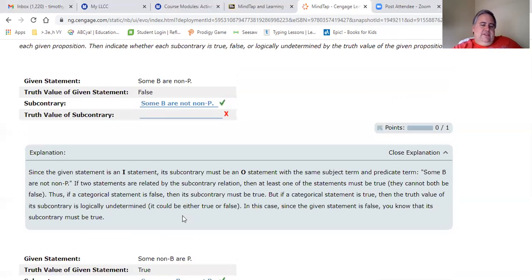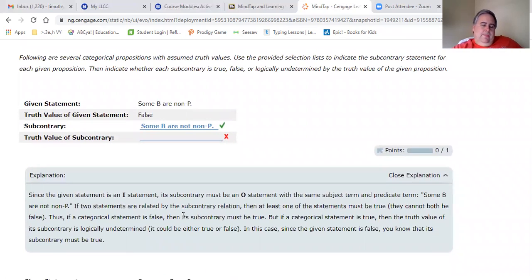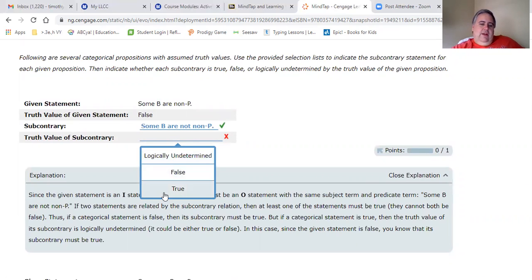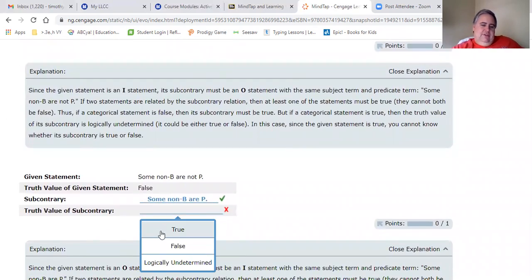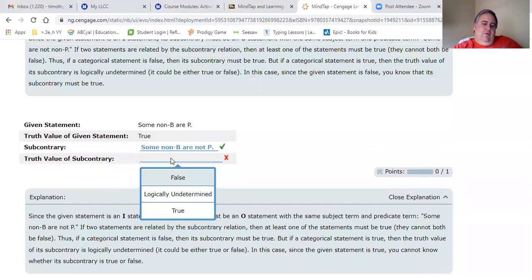Now what you know is they both can't be true, they both can't be false, but they both could be true. So if one's false, we know the other one's true. So for example, this one's false, we know that one's true. But in this case, if one's true, we really don't know anything about the other one. You can have some people who are and some people who aren't.